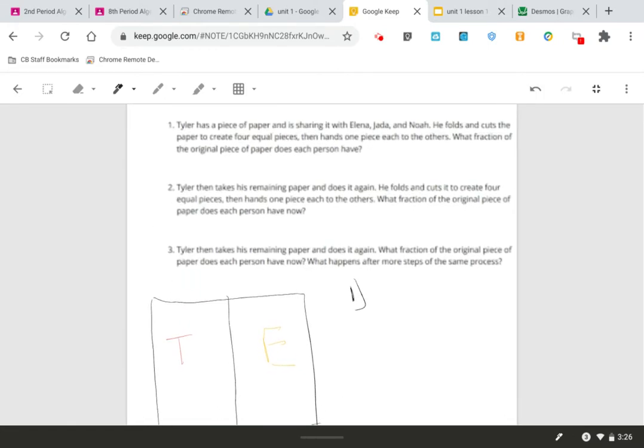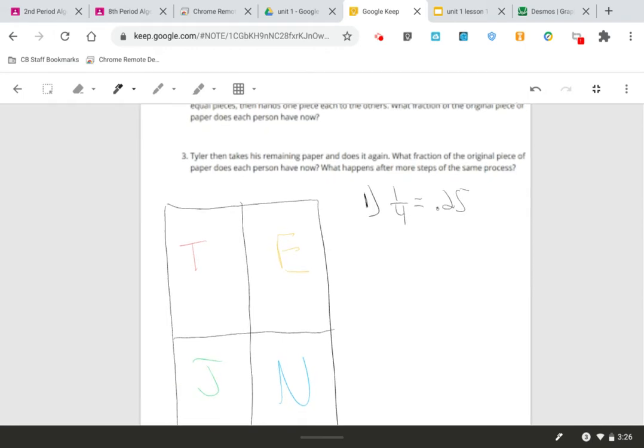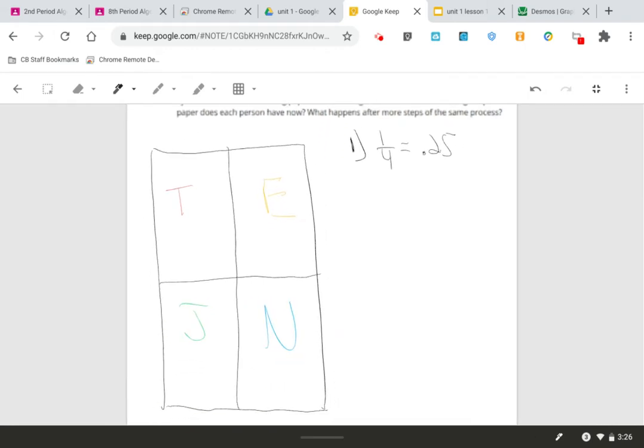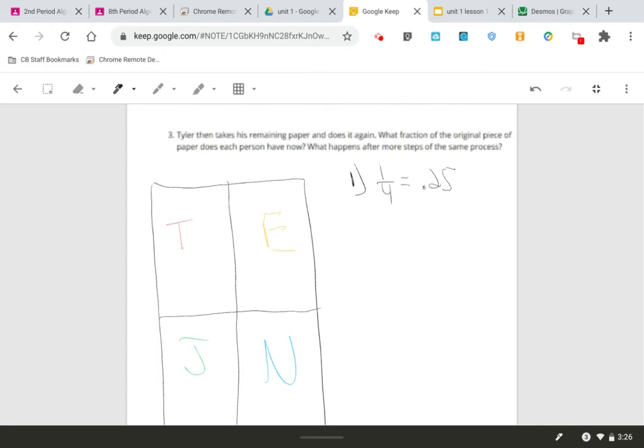So to answer that first question, what fraction of the original piece of paper does each person have? Each person has 1/4, which as a decimal you could write as 0.25. Either way, each person has a fourth of the original piece of paper, a fourth or 25%, or however you want to look at it.